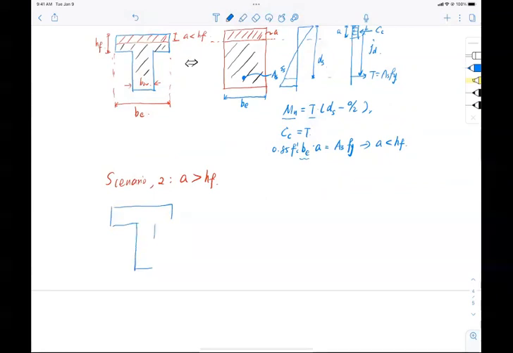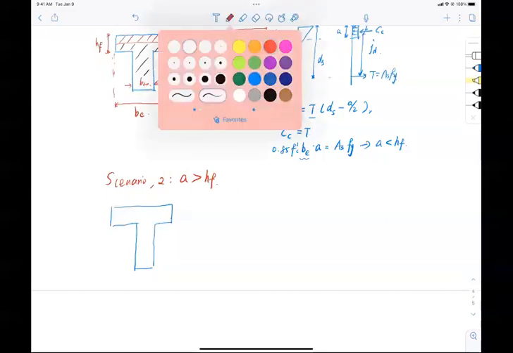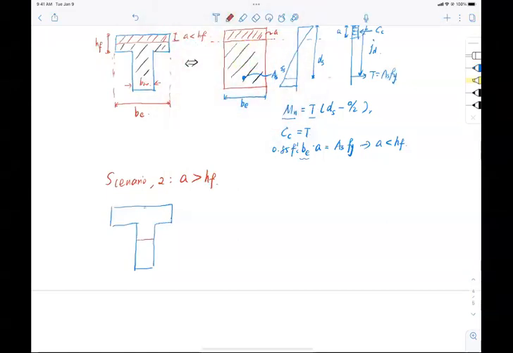And I say my a is somewhere here, and this is my a. So the total shaded area now includes the flange as well, and this is hf. So I have an extra part extending in the web only. It's called a minus hf, a minus hf.